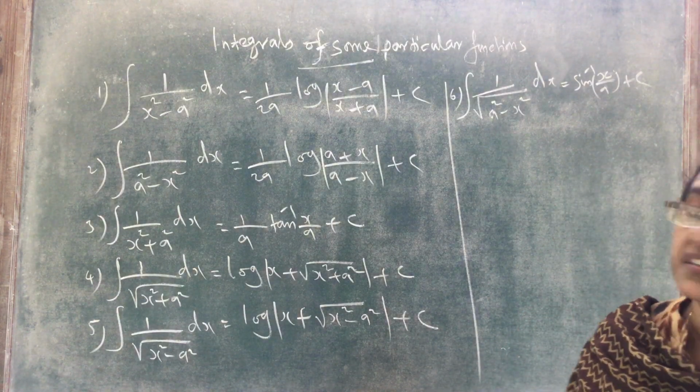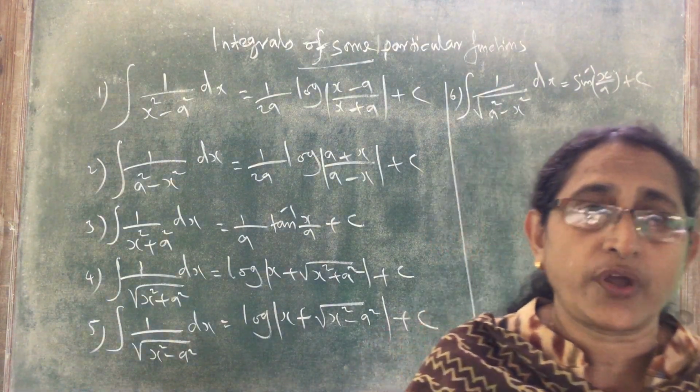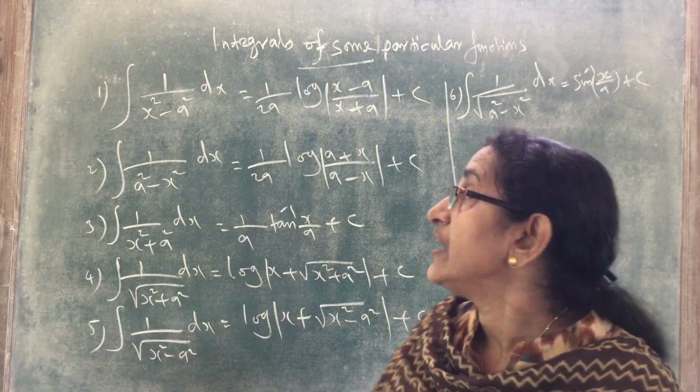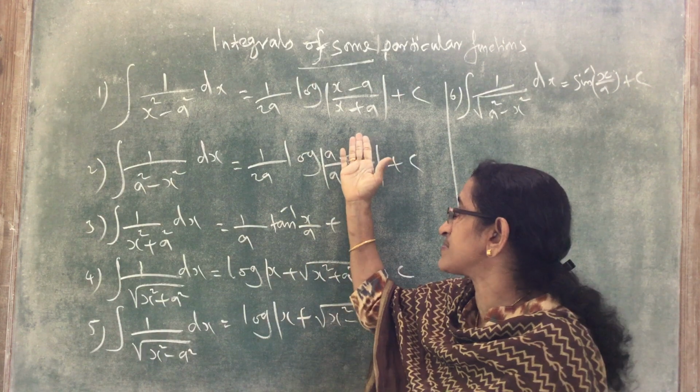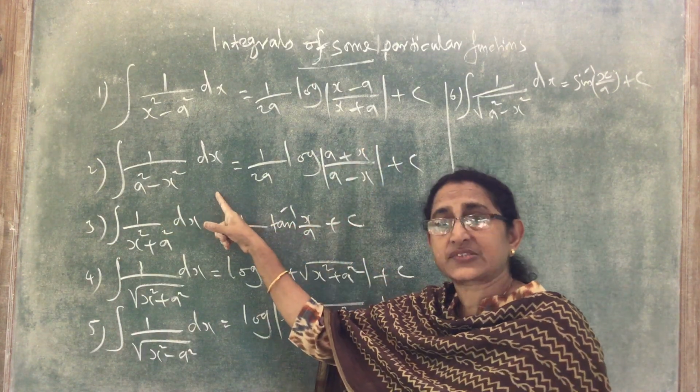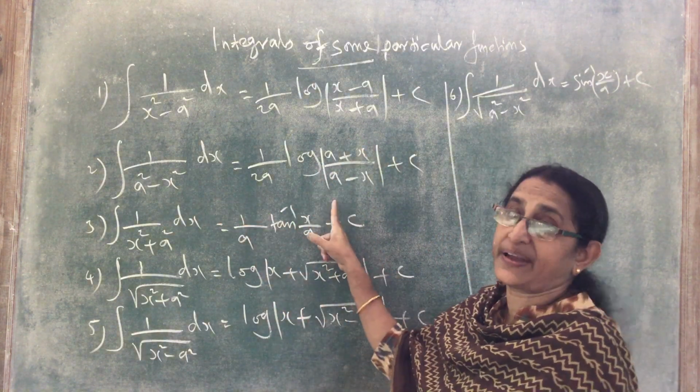So these are the 6 standard formulas. You have to study these 6 standard formulas. First one, 1 by (x² − a²) is 1 by 2a log (x − a) by (x + a). When it is a² − x², it is 1 by 2a log (a + x) by (a − x).